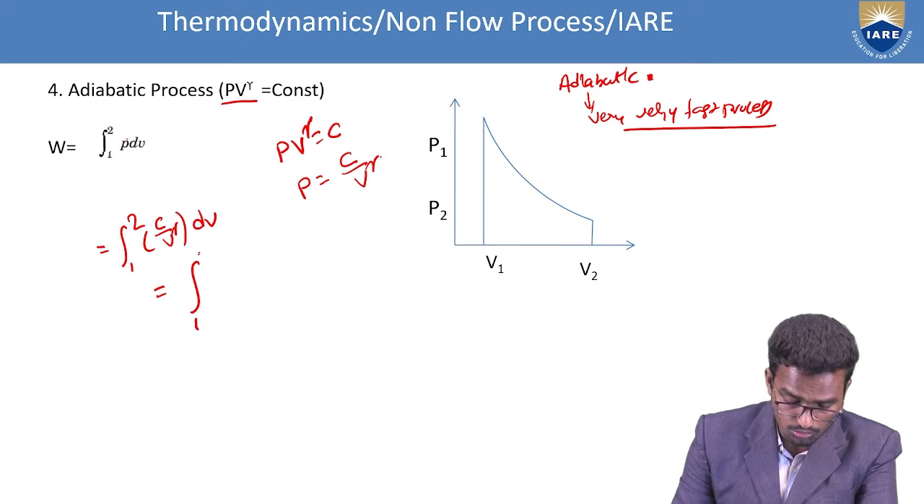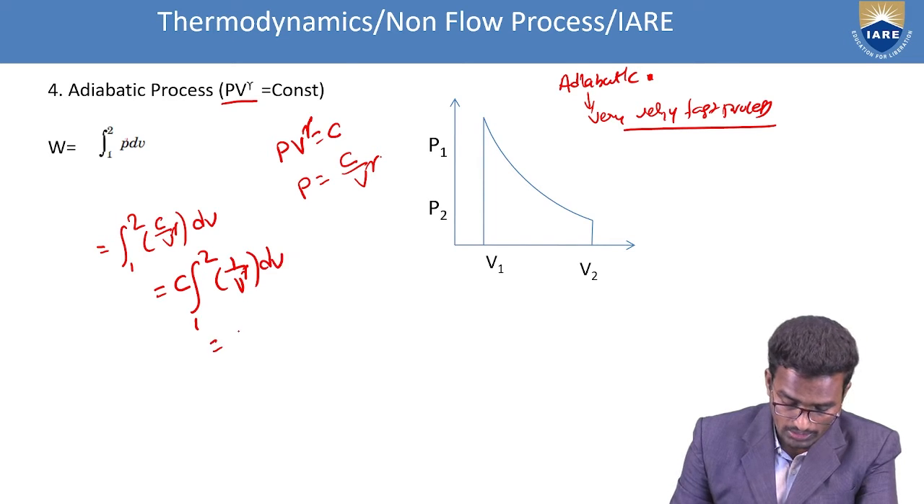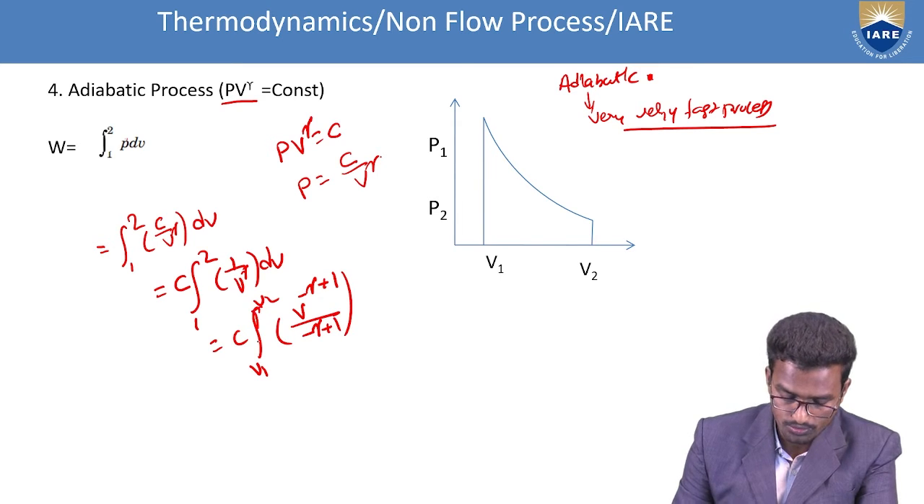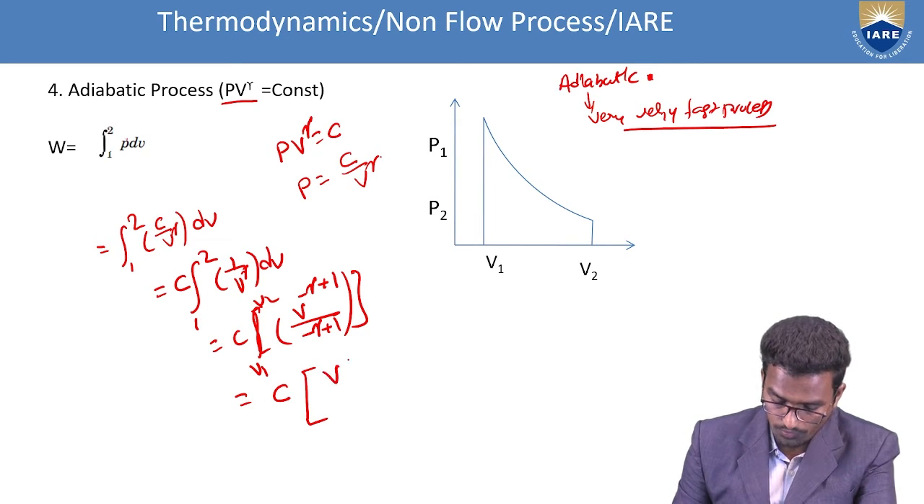Integration from 1 to 2, you take C outside. So 1 by V power gamma into dV. What is the value of this? 1 to 2 means V1 to V2. That means V power minus gamma plus 1 by minus gamma plus 1 is the integration of this. So you apply the limits V1 to V2. That means C into V power of minus gamma plus 1 by minus gamma plus 1, between V1 and V2.